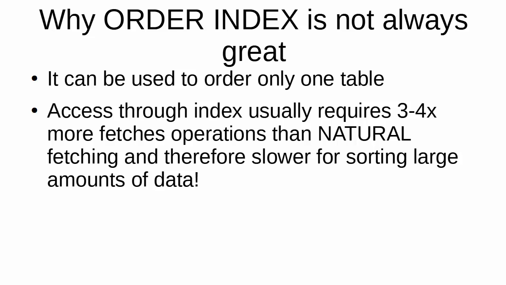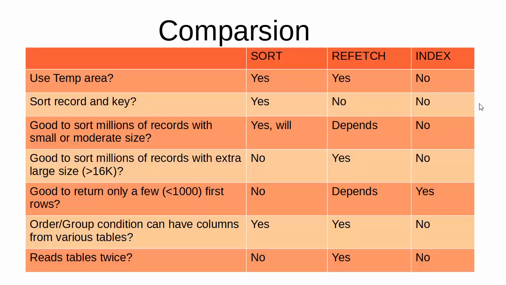So I made a table to compare these 3 methods from the practical point of view: sort, refetch, and index. As you can see, sort and refetch use the temp area, the area defined by temp cache limit. Index does not use it. Sort fetches record and key. Refetch, no, only key. Index also accesses data through the keys.